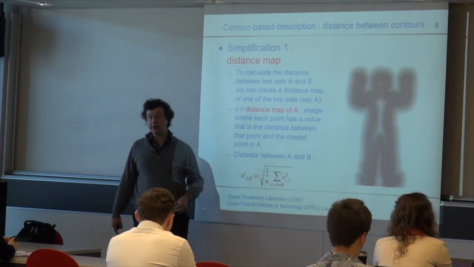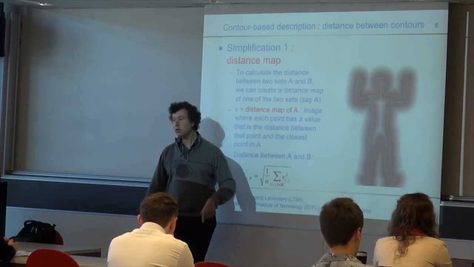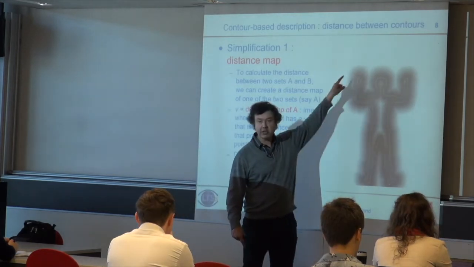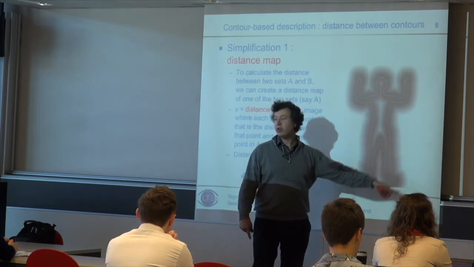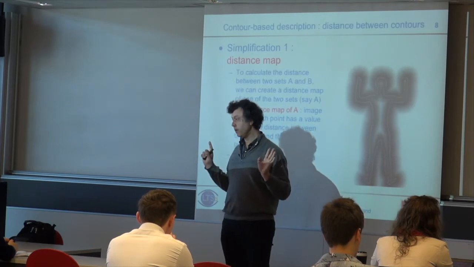And if you want the square distance, you put it square. If you want the root square, you put a square root, whatever. But you use the points of your object B, and you take the value of the distance map of A calculated on the points of B. And then you only have n operations to do.